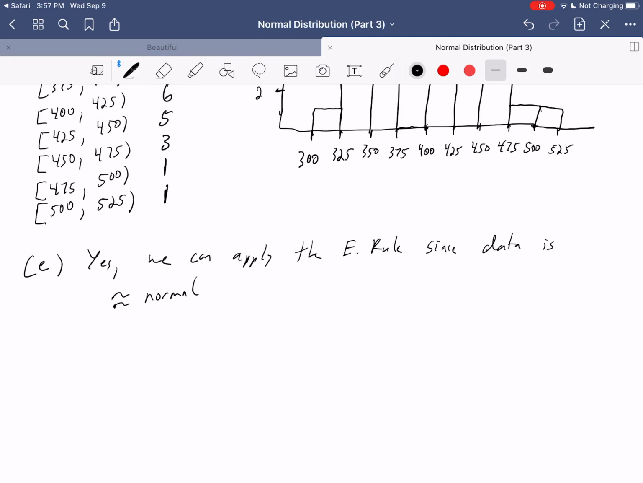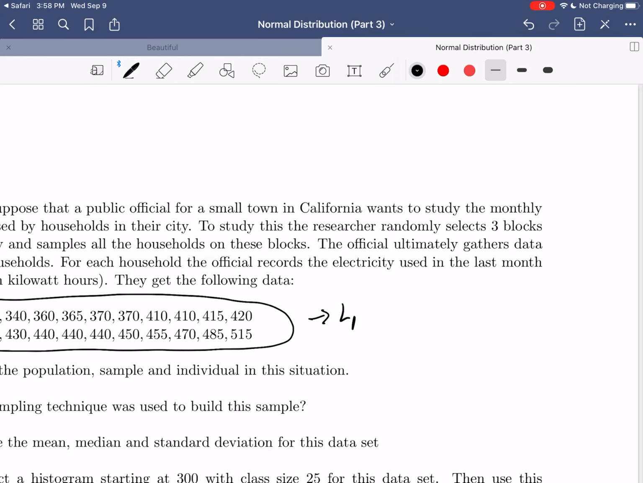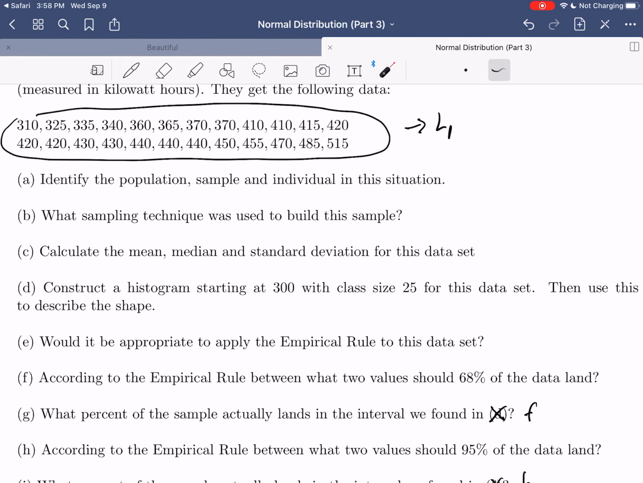Perfect. Again, if it followed some other shape, left skewed, right skewed, uniform, we would not be able to use the empirical rule. But since we've confirmed using our visual display that it is approximately normal, we are able to use this rule. So for part F then, we'd like to say, where should 98% of the data land?